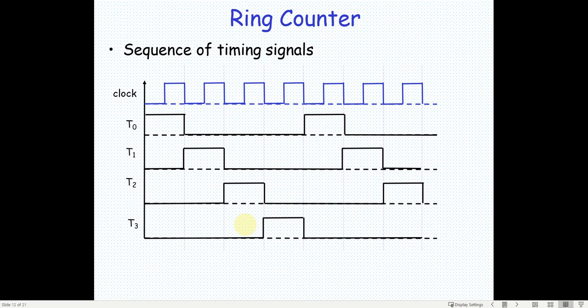Okay, is this aspect clear to all of you? How a ring counter works? Yeah, correct. We are trying to delay the clock by one cycle, and all these clocks have a 90-degree phase shift. We can call them 90-degree phase shift clocks. The T0 to T3 are 90-degree phase shift clocks, using the same clock.